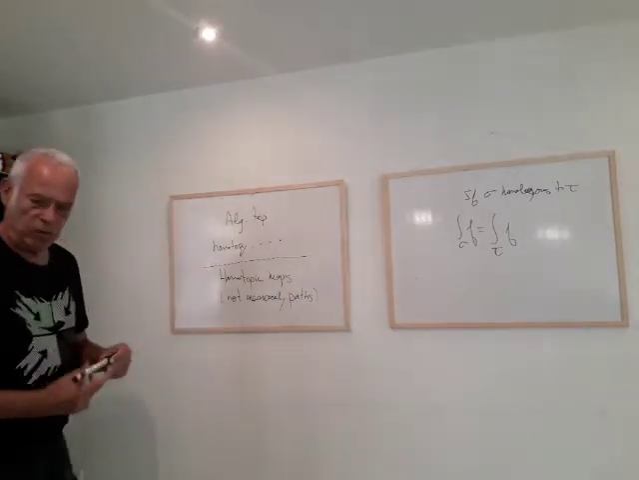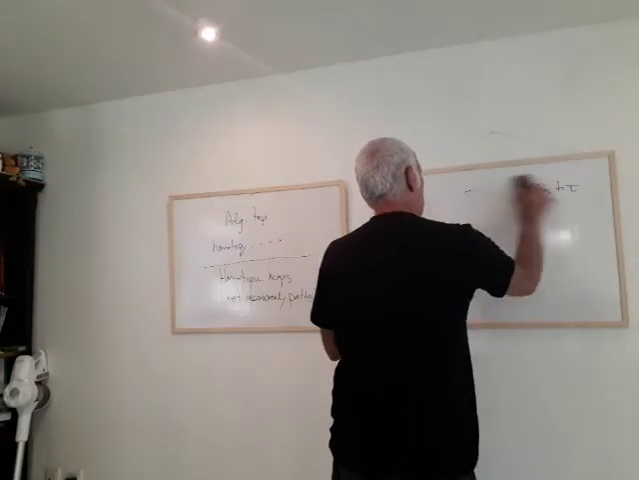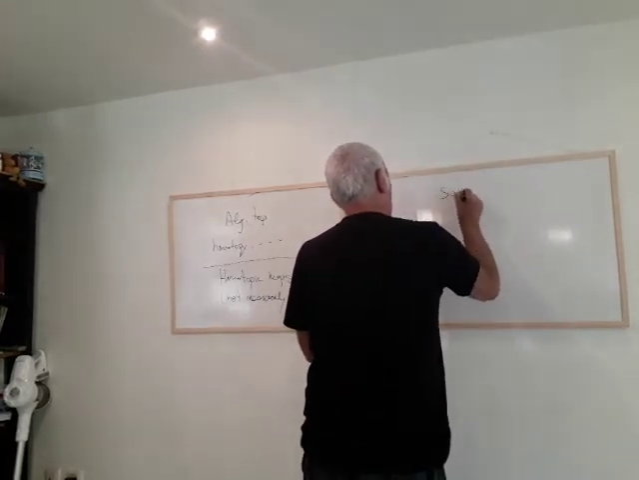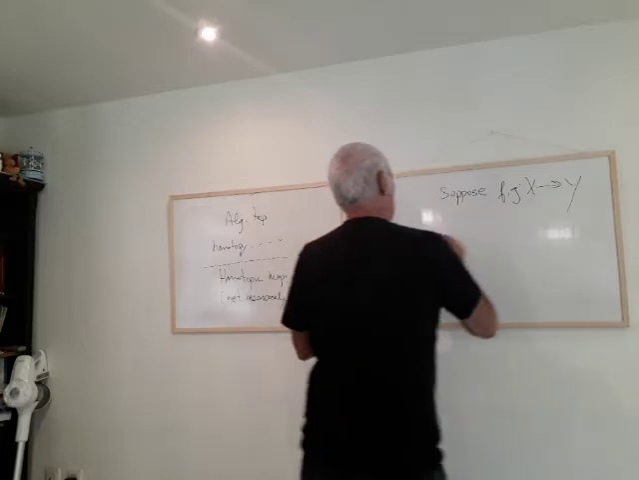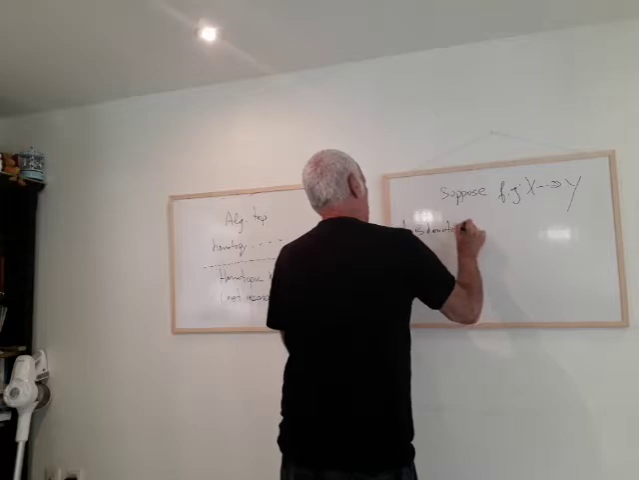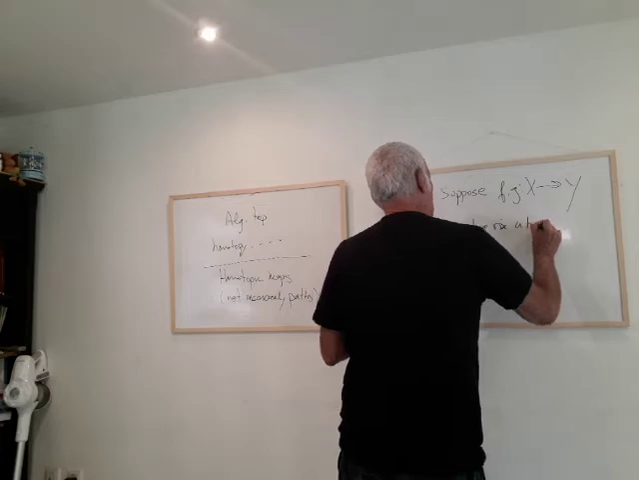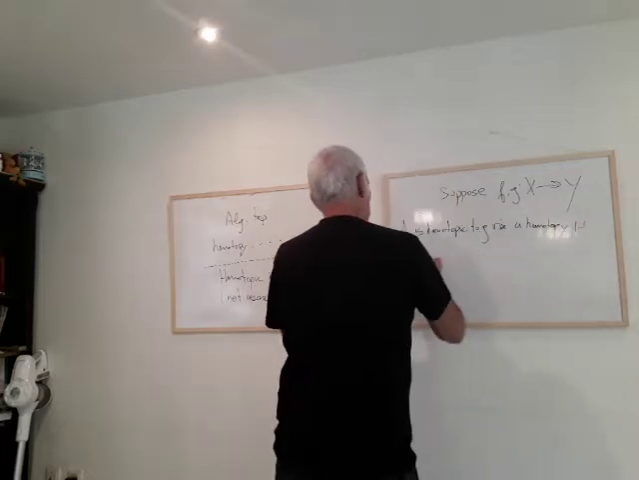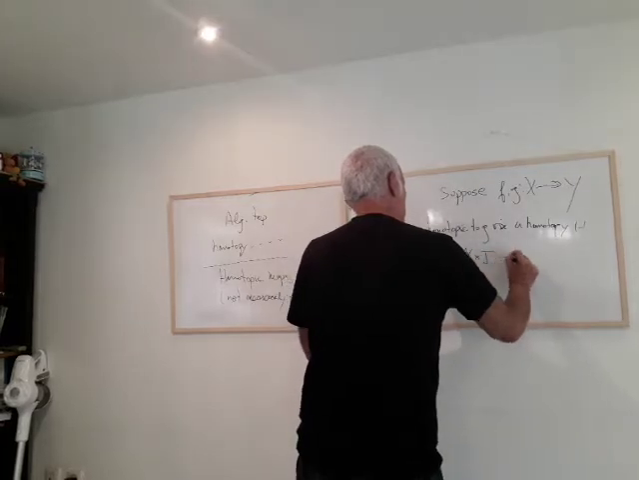Okay, so suppose F and G are two maps from X into Y. F is homotopic to G via a homotopy H if H is a map from X cross I into Y.